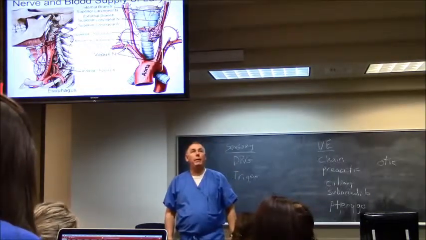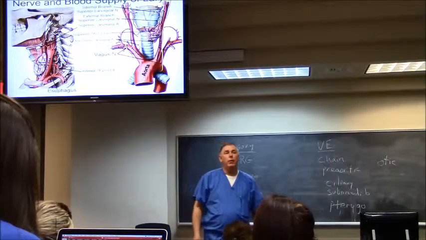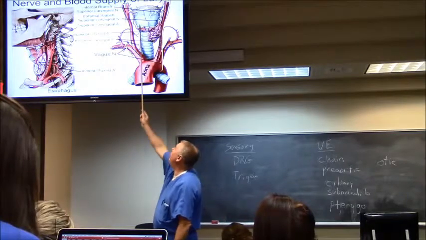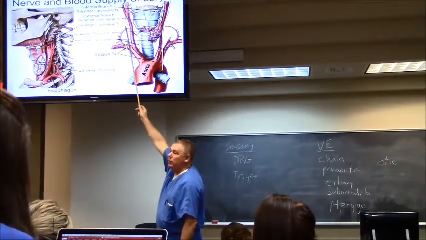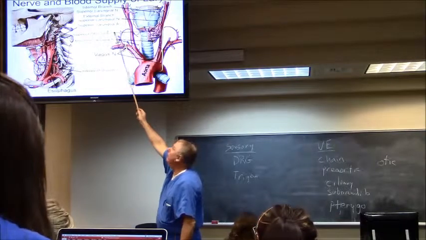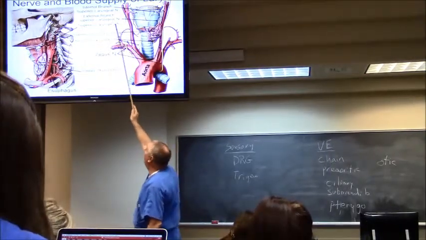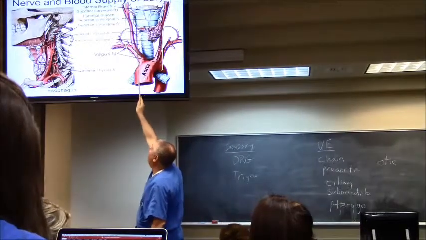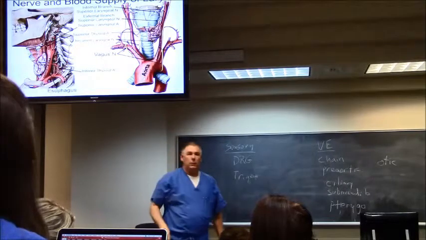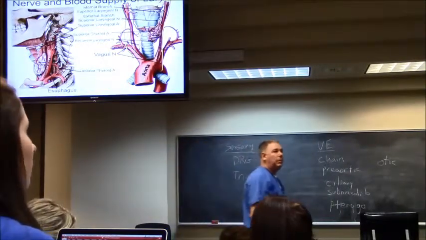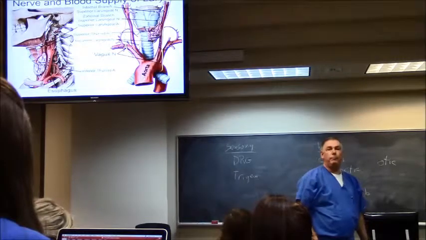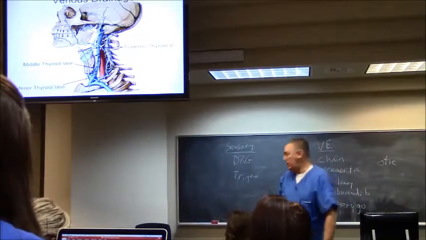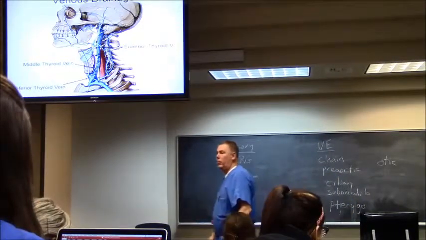The nerve and blood supply to the larynx. The nerve supply we know, recurrent laryngeal. The arterial supply is off the superior laryngeal, which is a branch of the superior thyroid. Here's the superior thyroid coming down. It's going to give off a branch called the superior laryngeal artery. So the larynx is supplied by the external carotid. The venous drainage, actually, let's not worry about the venous drainage.